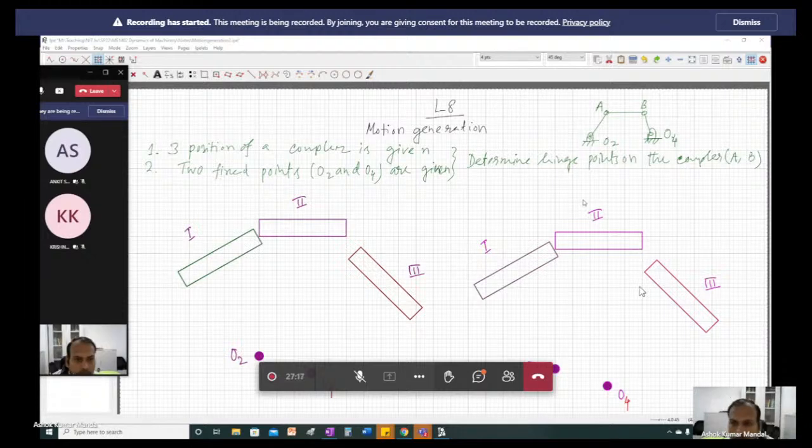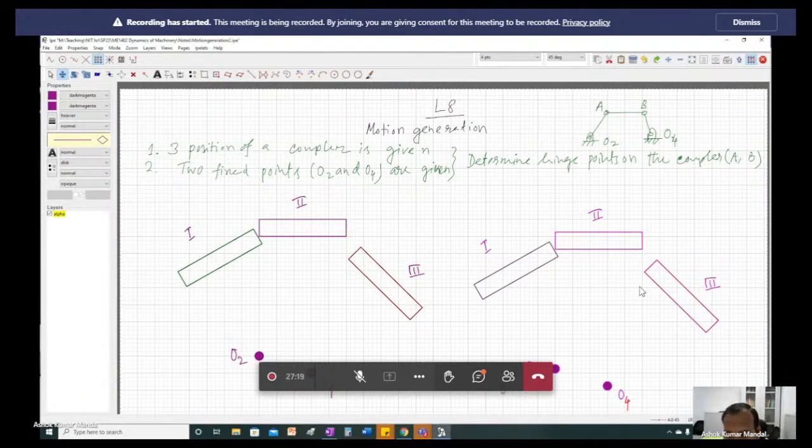All right. So now let me come back to our discussion. This is the mechanism we have. Now we will do the inverted position, so inverted with respect to position 1.